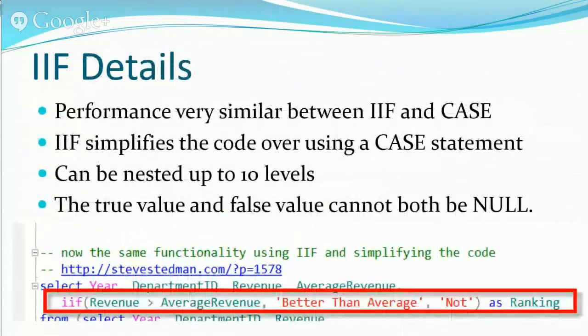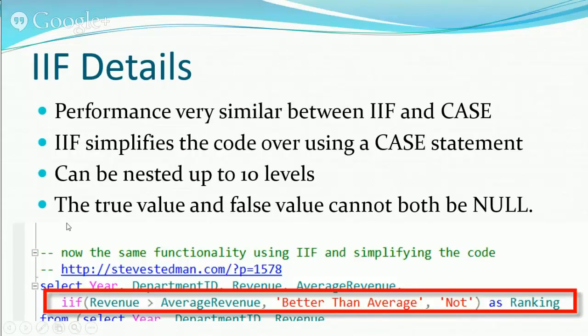Some details: the performance is very similar between IIF and case, if not exactly the same as a single case statement with two options like that. It simplifies the code, and I think it leads to cleaner code. However, you can nest it up to 10 levels deep. I would argue that if you're really going to nest the IIF function 10 levels deep, maybe you shouldn't be using that function. Maybe you should be using a case statement or something else.